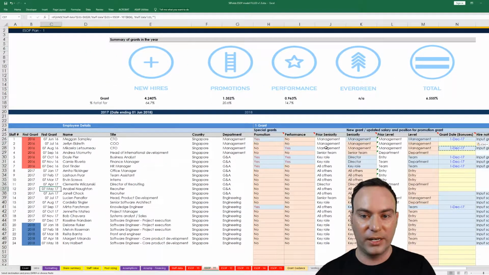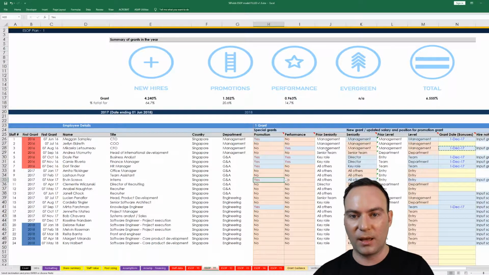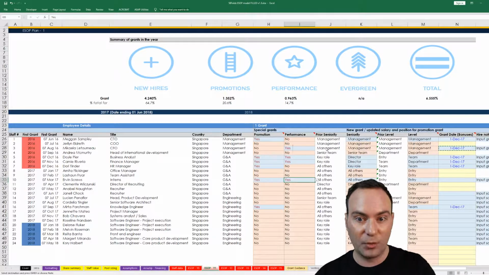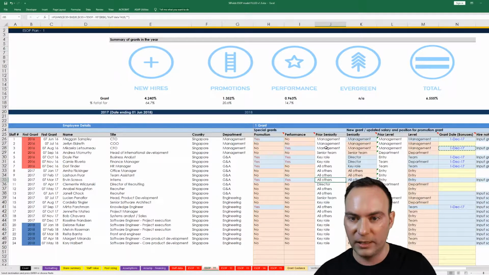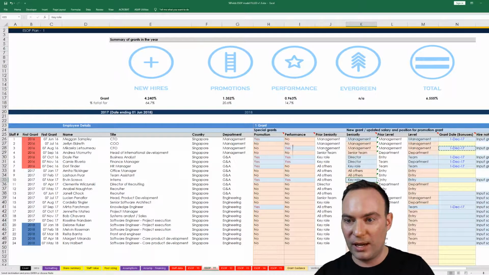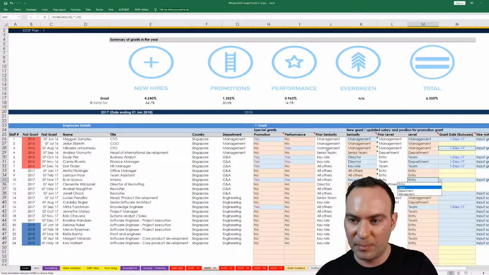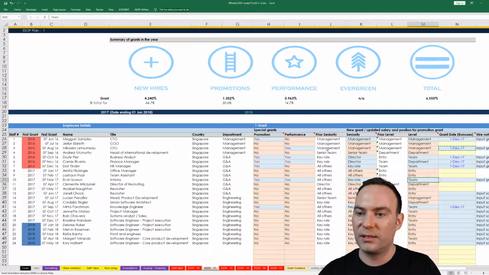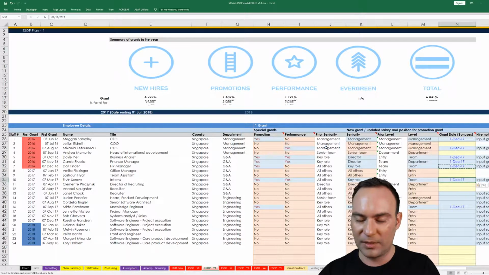Irvin, he's an intern. He's a lowly person. He is kicking ass, so he's getting promoted. He's getting a performance grant because he's a top performer. His prior seniority was all others, meaning he's a shit can kicker. But now he's getting a key role. He was entry before. Now he is going to be a team manager, given people to manage. His grant date is the same as everyone's, which is going to be the same date as the board approval. Grant date, yep, we did that.